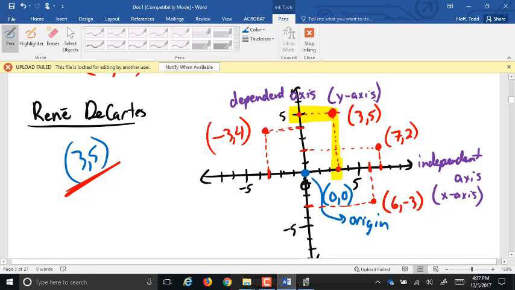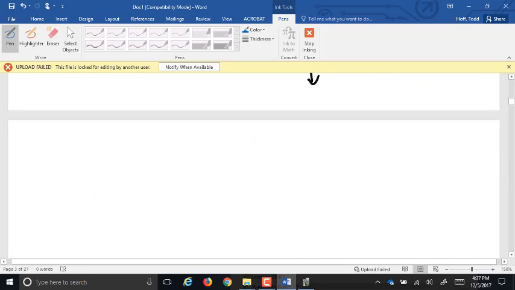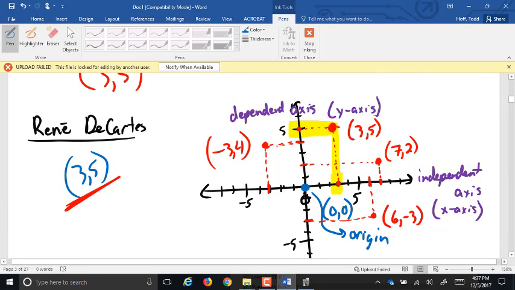Now you'll notice this section right here is where both x and y are positive. In real life, most of what we work with are positive numbers. So because of that, that section of the graph is referred to as the first quadrant, or just quadrant 1.